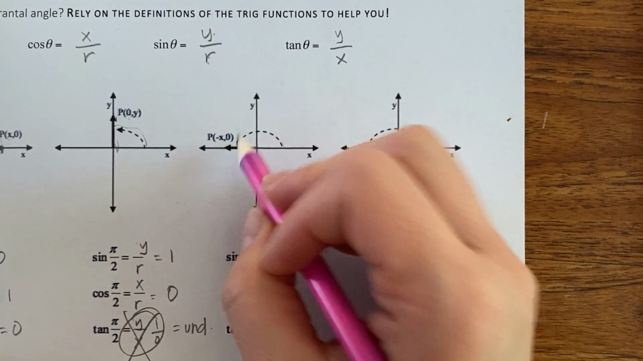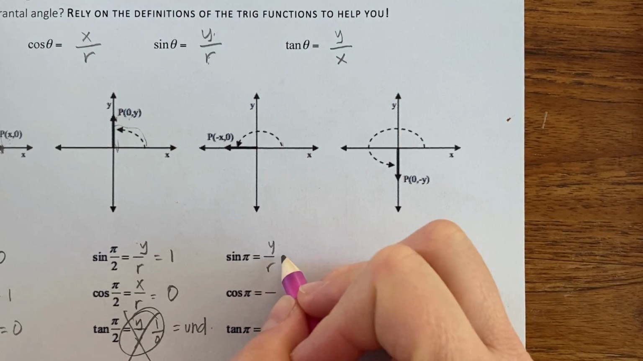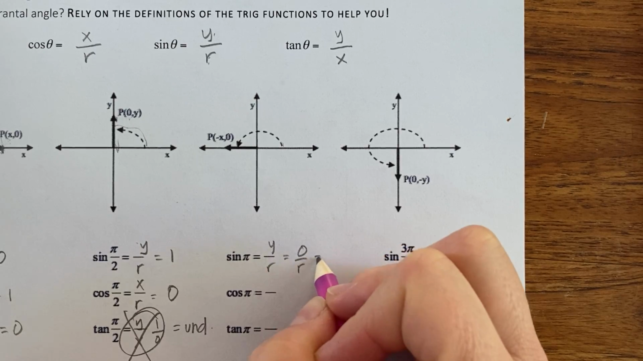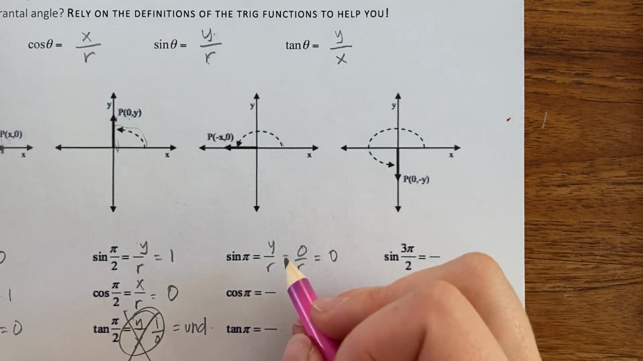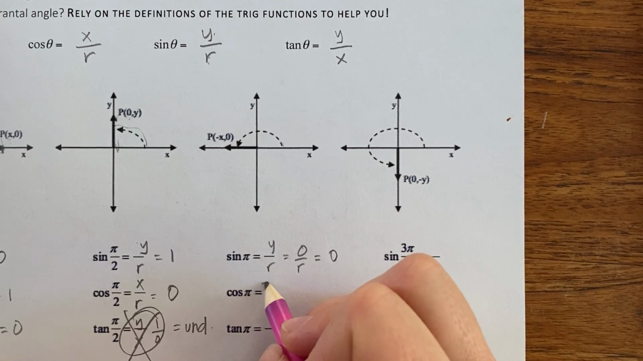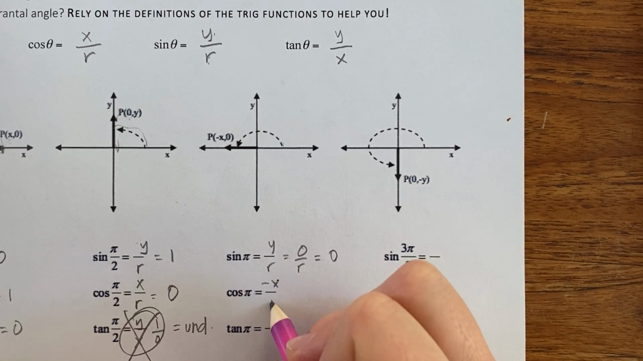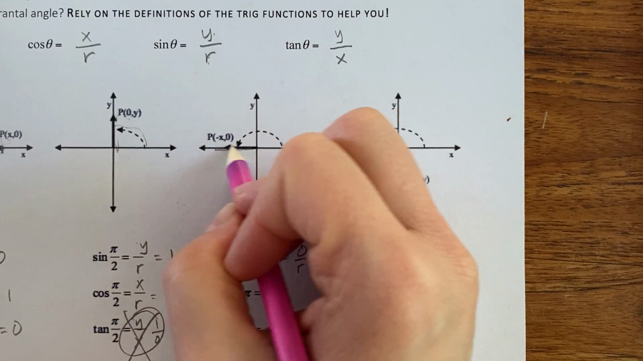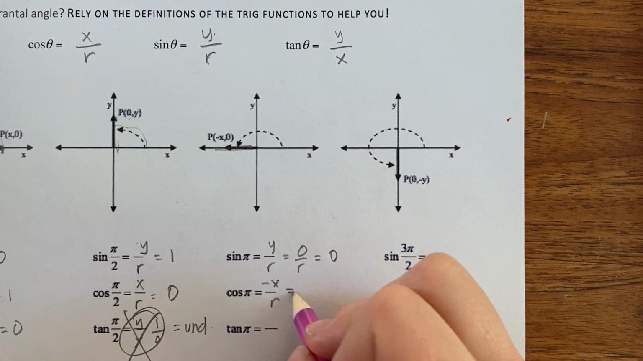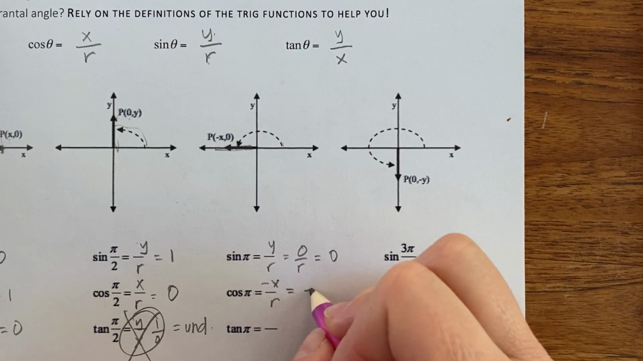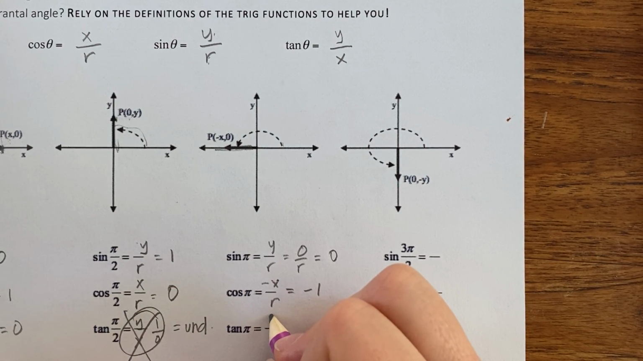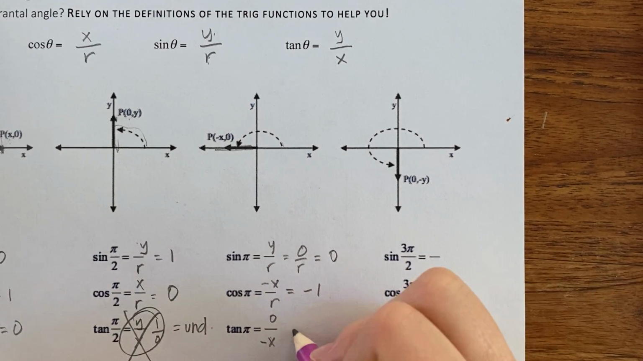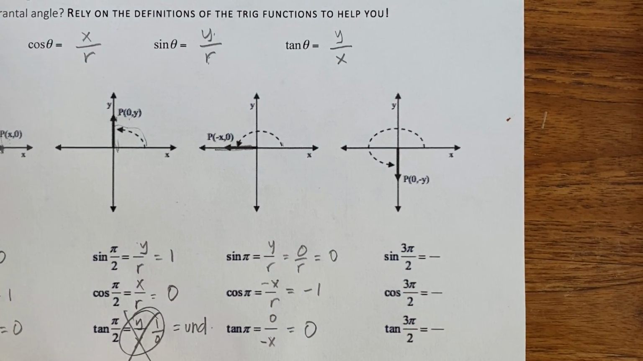All right, so the sine here, sine is y over r, 0 over r, which is going to be 0. The cosine is negative x over r. Whatever r is, remember it's the same because it's one segment, so that's going to be negative 1. And the tangent is going to be y, which is 0, over x, which is negative x, whatever that is, still 0.